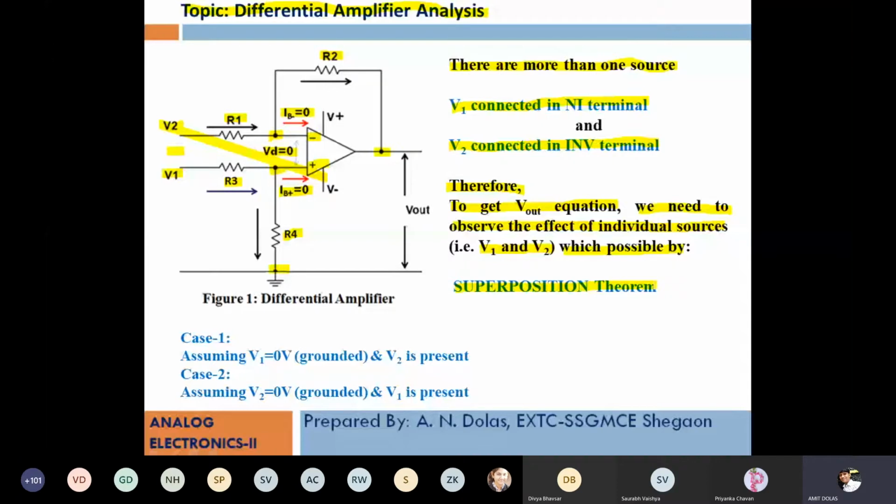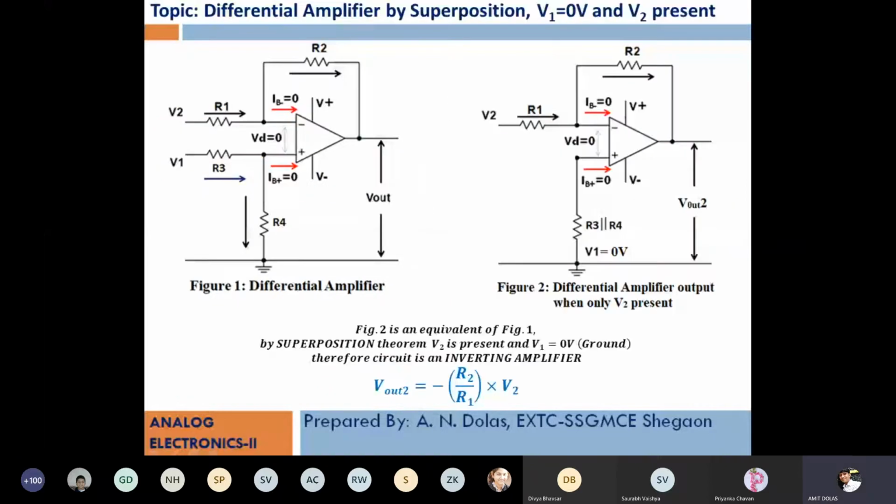In case 1, we will keep V1 equal to 0 volts, that is nothing but ground. That means I will ground the V1 source and the V2 source will be active or present. In case 2, we will do the reverse, assuming that source V2 is at ground, that is 0, and source V1 is active or present. We'll apply the superposition theorem on this circuit in the next PPT. Here you can see the topic, the differential amplifier.